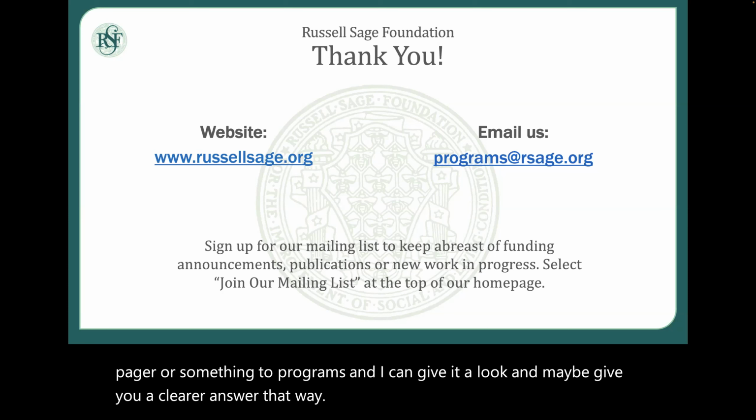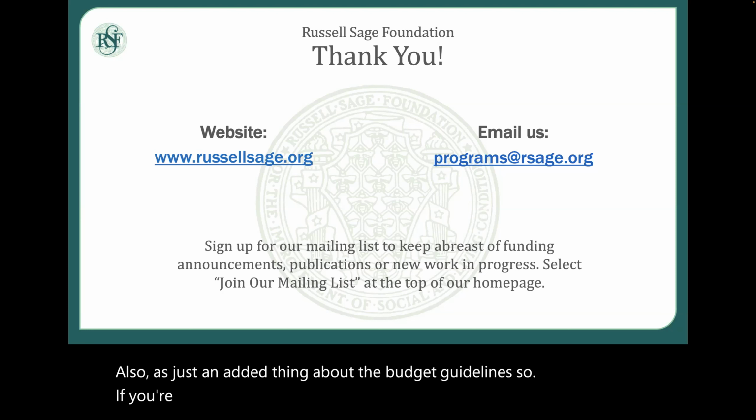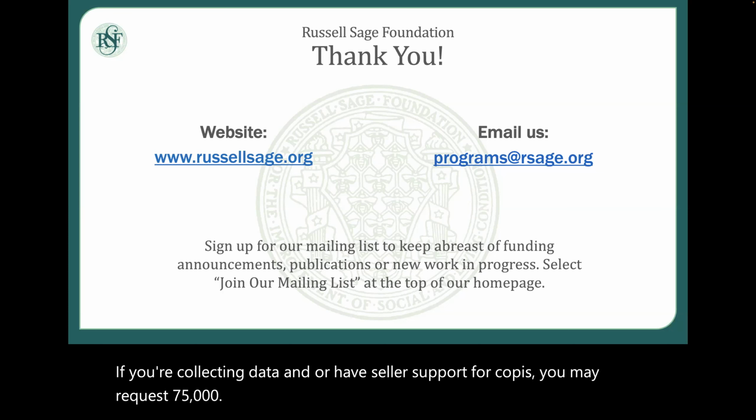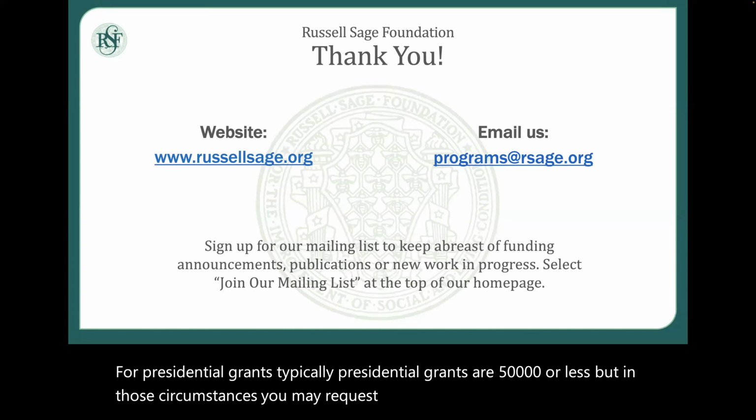Also, as an added note about the budget guidelines, if you're collecting data and/or have salary support for co-PIs, you may request $75,000 for presidential grants. Typically, presidential grants are $50,000 and less, but in those circumstances, you may request $75,000 and less.